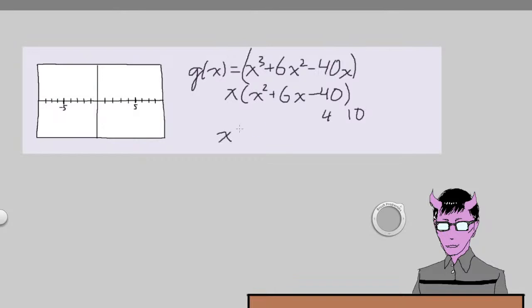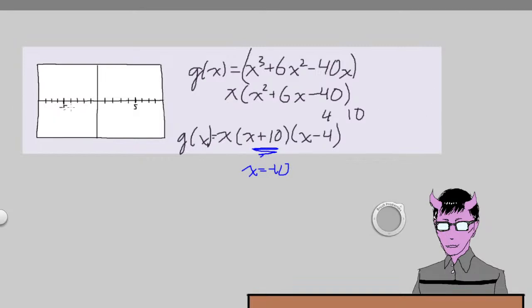So the fully factored form is x, and the larger of the two magnitudes is positive, so plus 10 times x minus 4. That's the fully factored form for g of x. And of course we have the multiple zeros. We have zero number 1, which is x equals negative 10, which, unfortunately, goes off the scale.